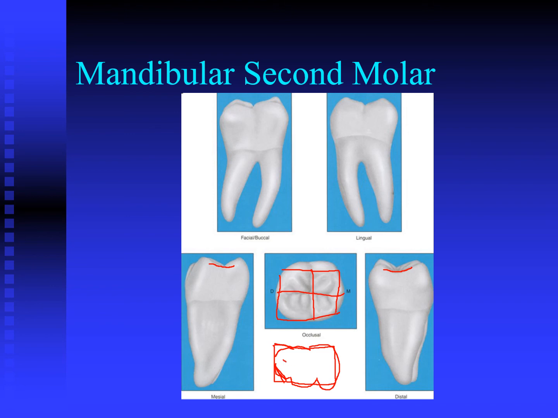Primary groove structure: central groove, mesiobuccal groove, distal buccal groove, lingual groove. Okay, that's the difference between the first and the second molars.